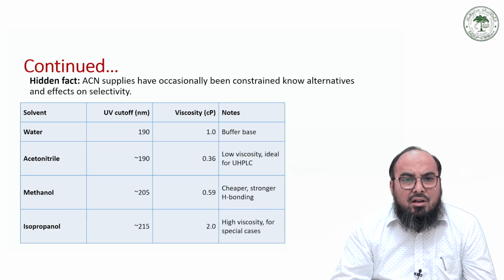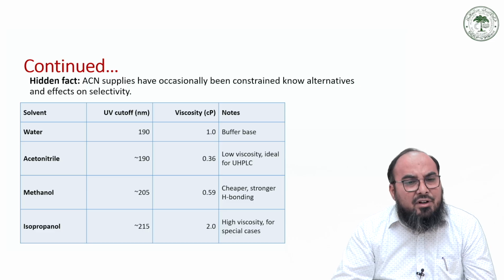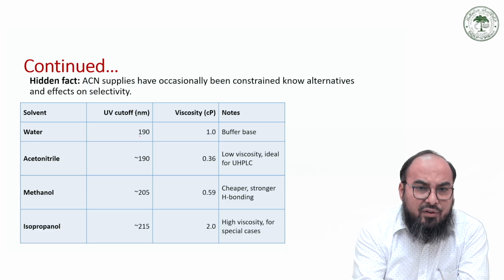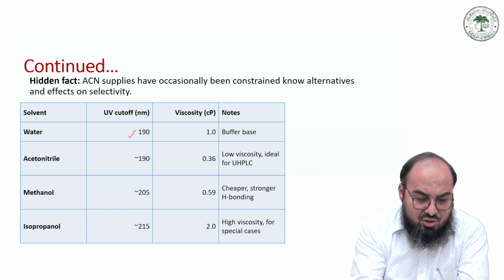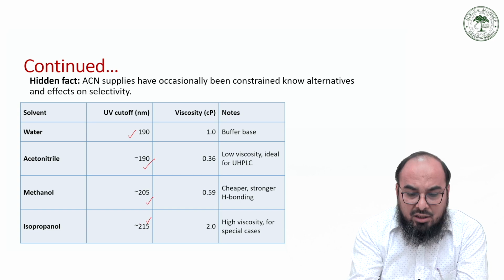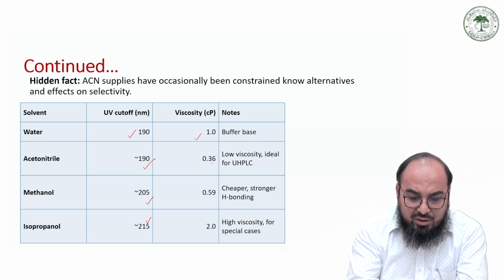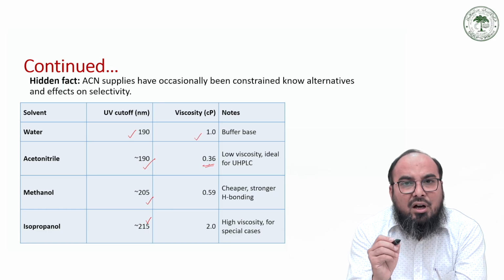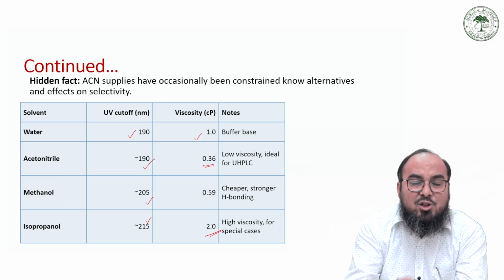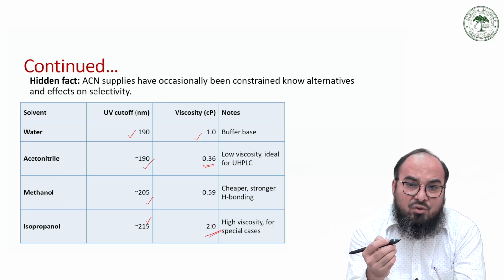Now, it's a comparative table of different solvents. You can see the cutoff here. For water it is 190, acetonitrile close to 190. These are a little higher end. Now viscosity, it is 1. You can see the viscosity of acetonitrile, it is very less. The viscosity of isopropanol is twice as high as water.